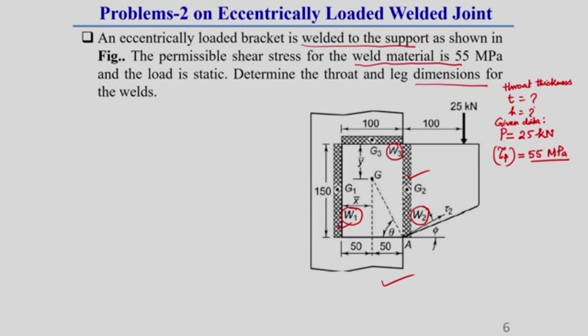Here also we will use similar steps, but you will get a little more fundamental concept from here, which I am going to show. Now I am going to solve this problem. There are 2 vertical welds, vertical weld W1 and W2, and another horizontal weld, here W3.